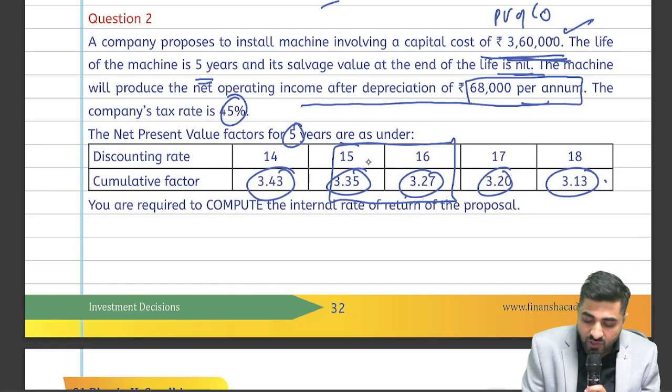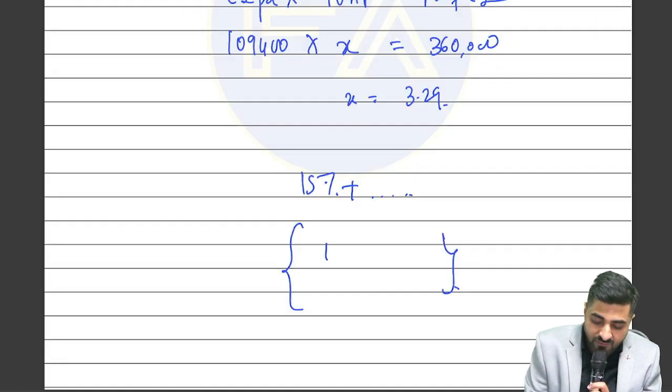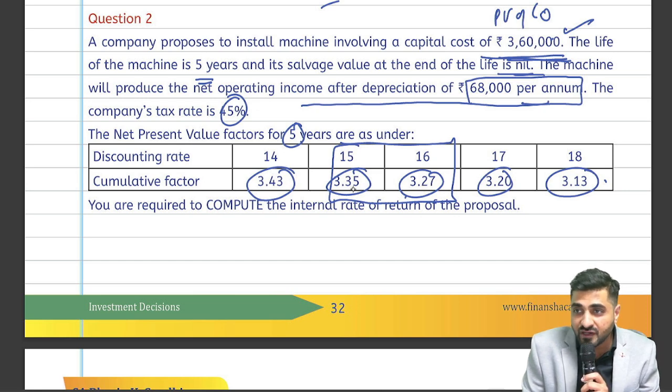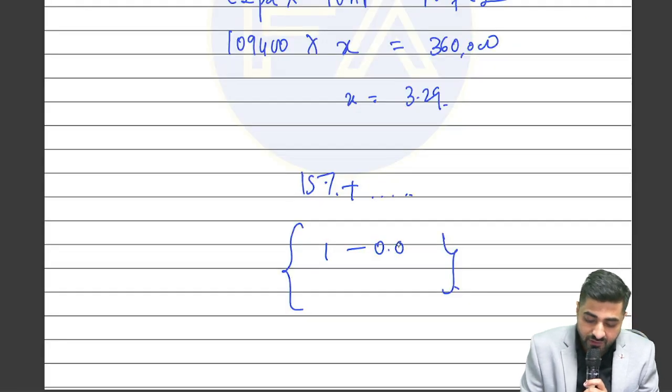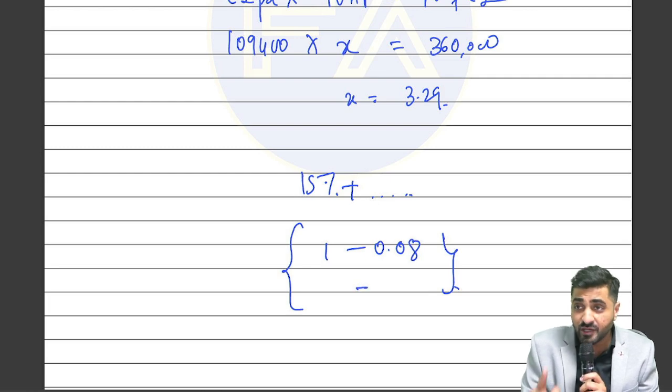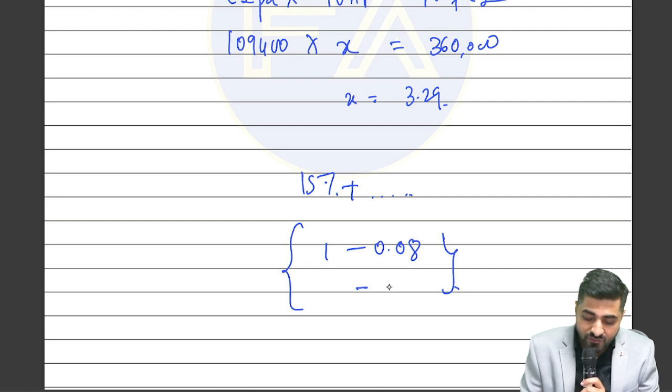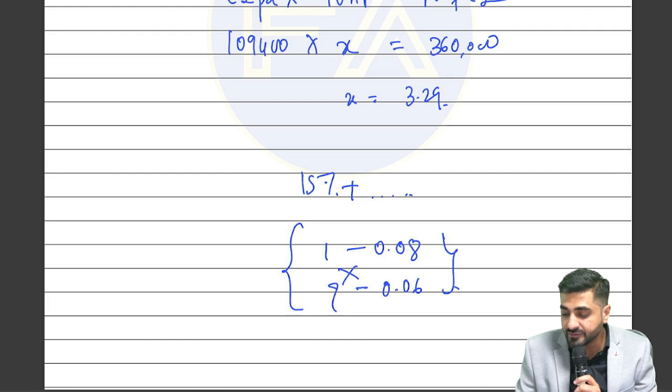What's the difference between 15 and 16%? 1%. And in that 1% difference, how much is the discounting I've done? 3.35 to 3.27, that is 0.08. But I want to go from 3.35 to 3.29. So how much further discounting should be done? 0.06. This should be how much? Cross multiply.